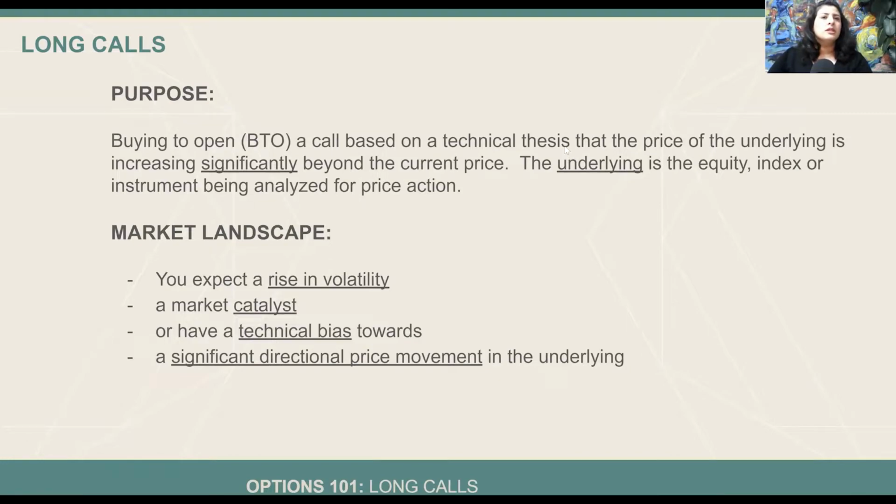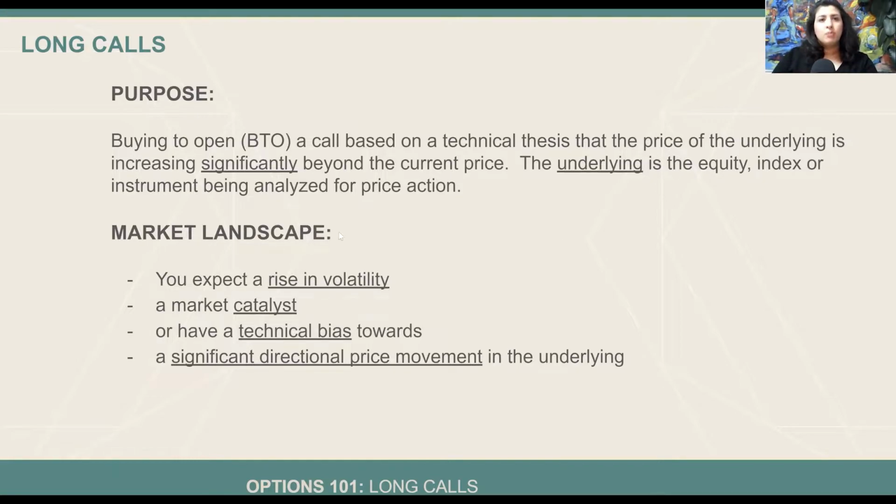With long calls, what you are doing is, in the option chain, you will buy to open a call based on either your technical thesis or some kind of analysis that gives you the sense that the price of whatever underlying you're looking at is going to be bullish. It is going to go up. The price is going to increase in value. And you believe that that price is going to increase substantially.